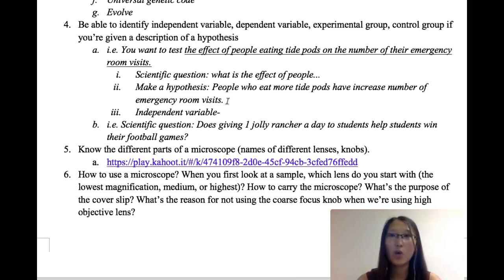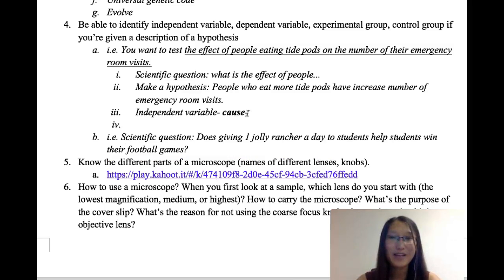The independent variable is always the cause, okay? I'm going to highlight this. It's the cause of something that happens. Your dependent variable is the effect of something that happens. So in this case, if you look at your hypothesis, people who eat more Tide Pods have an increased number of emergency room visits. What is the cause? What is the effect?